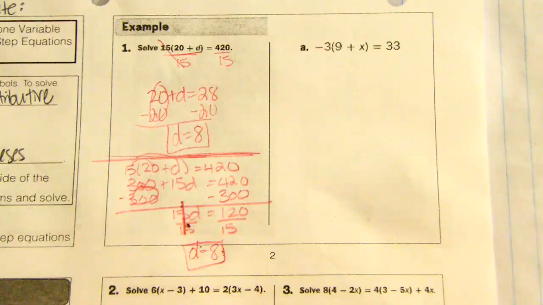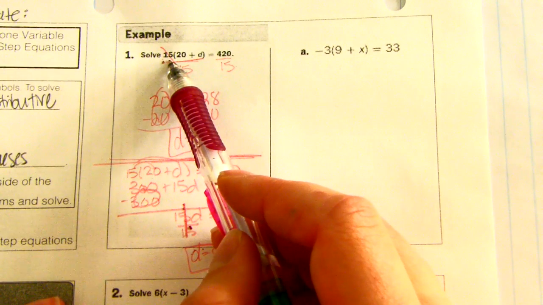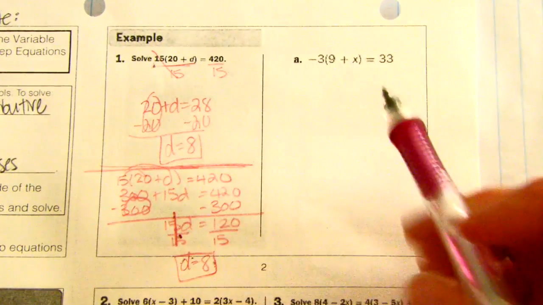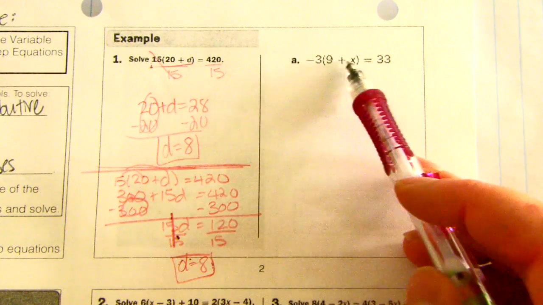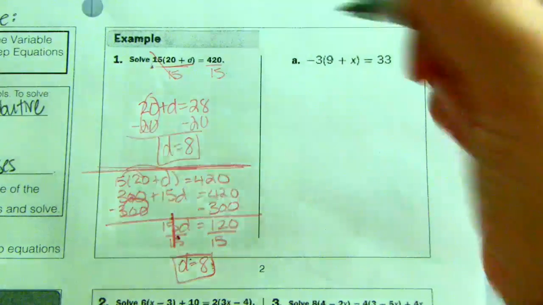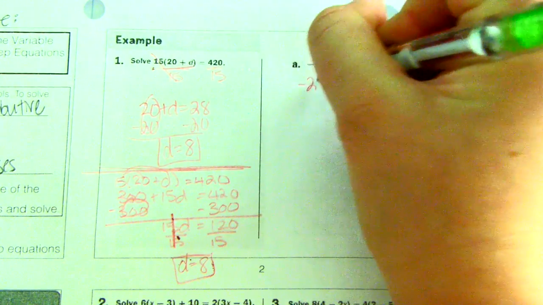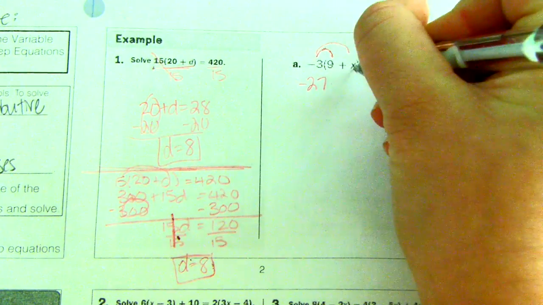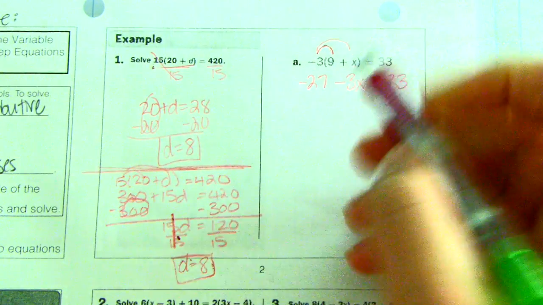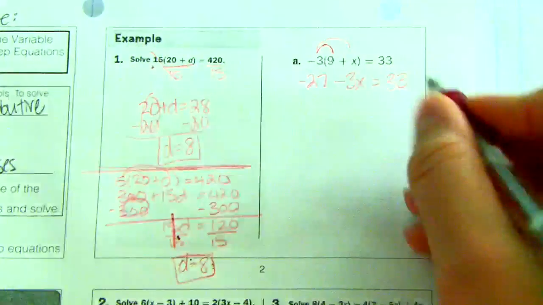So two different options, but only if one side has a set of parentheses and the other side is just a constant. So in letter A, again, we have just one side with a parentheses or grouping symbol and then a constant on the other side. But I'm going to go ahead and distribute this one. So negative 3 times 9 is a negative 27. A negative 3 times a positive x is a negative 3x equals 33. You could write this as plus a negative, but I think that's silly to write plus minus.